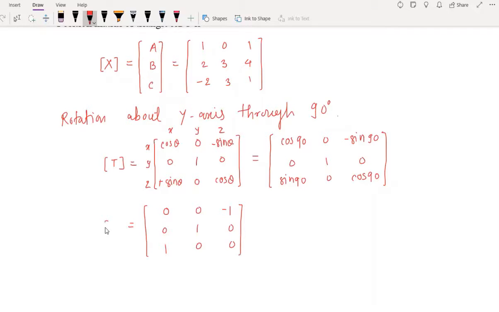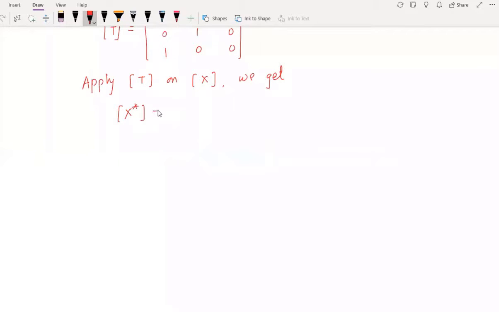Okay, so your transformation matrix T is equal to 0 0 minus 1, 0 1 0, then 1 0 0. Now after getting the transformation matrix T, and already we have the position matrix X, apply this T on X and find out the X star. The rest of the procedure you know, how to find out the X star. So apply T on X. So we get X star, or you can denote by X dash also, X into T.